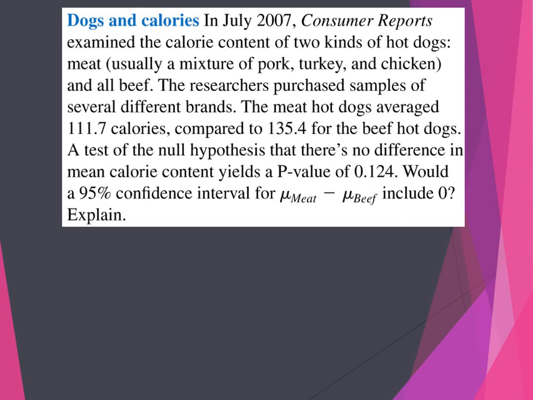So a p-value for a two-sided test. Two-sided test matching with a 95% confidence interval. What's alpha? Two-sided test, 95% confidence level. What's the matching alpha?